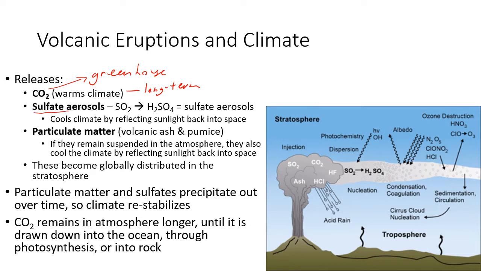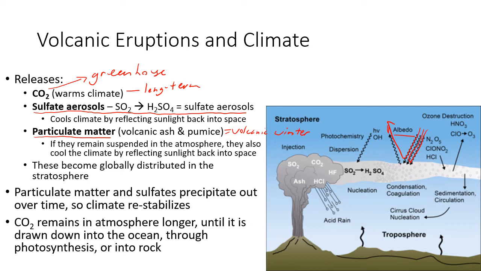But I'm going to focus on sulfate aerosols. These are going to cool the planet, so they reflect sunlight back into space. Again, that's what albedo is, but we'll focus on that on another day. So they will reflect sunlight back into space, cooling the planet. Particulate matter will too as well. So that will lead to what we call volcanic winter, if it's intense enough.